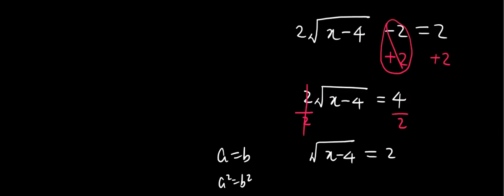Therefore, we're going to give square to both sides, okay? We're going to square both sides. All right, after we give the square, what do we have? We have x minus 4 equals 4.